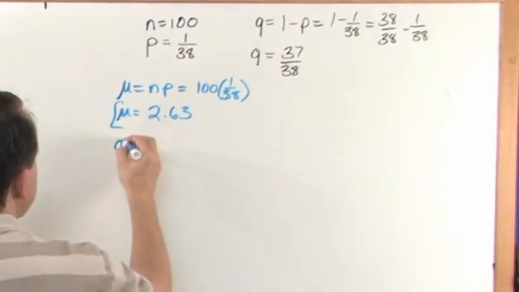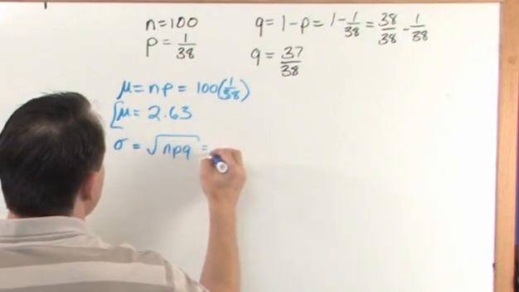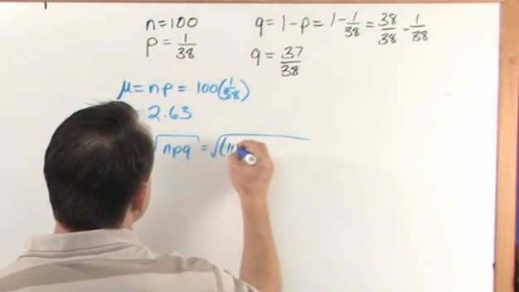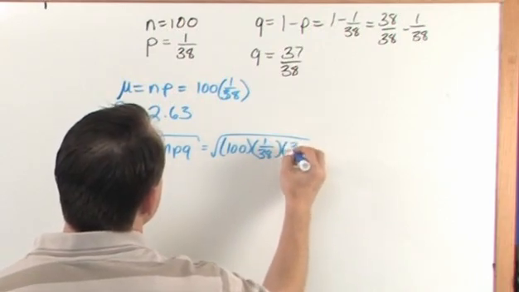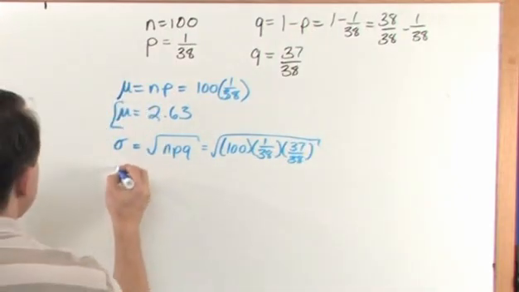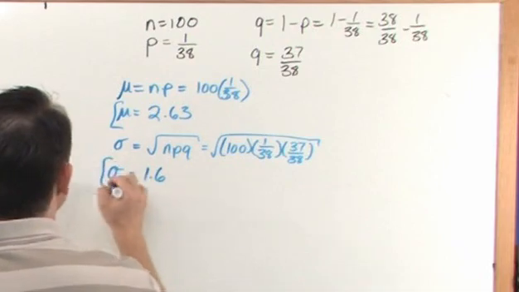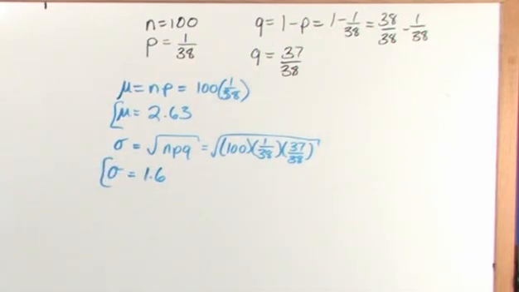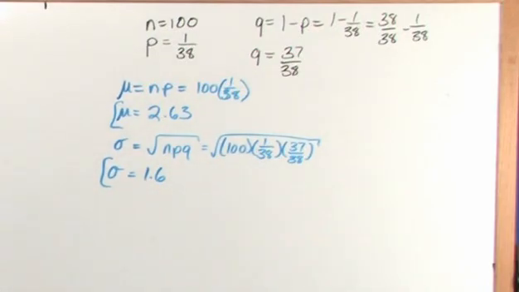The standard deviation is the square root of npq, which is the square root of n = 100, p = 1 over 38, and q = 37 over 38. That's again specifically for the binomial. When you multiply all this together and take the square root and get your decimal, you're going to get 1.6. So again, the mean is that I'm going to win this roulette 2.63 times out of 100, and the standard deviation means plus or minus 1.6 around the mean.